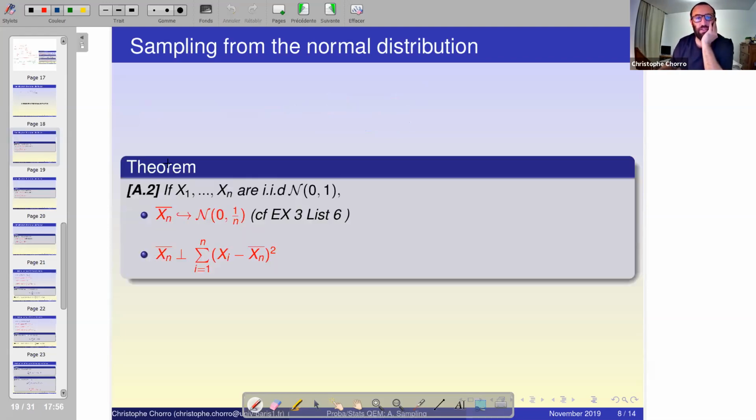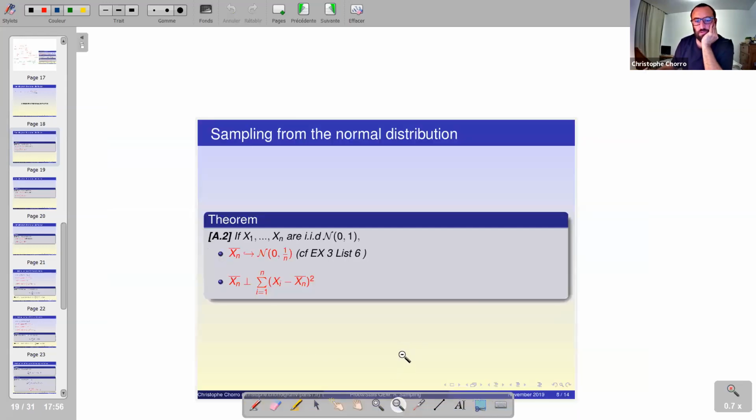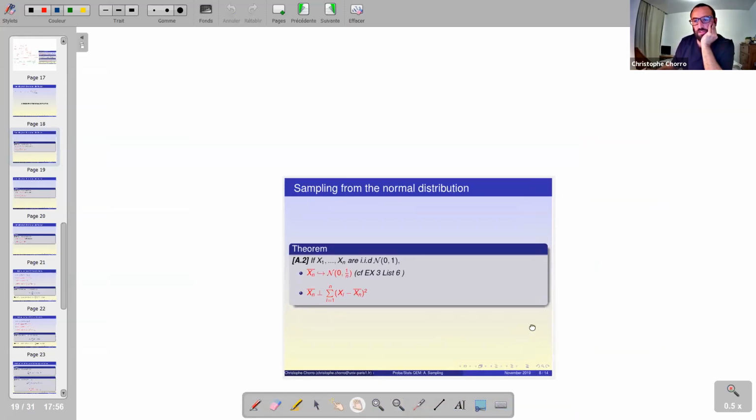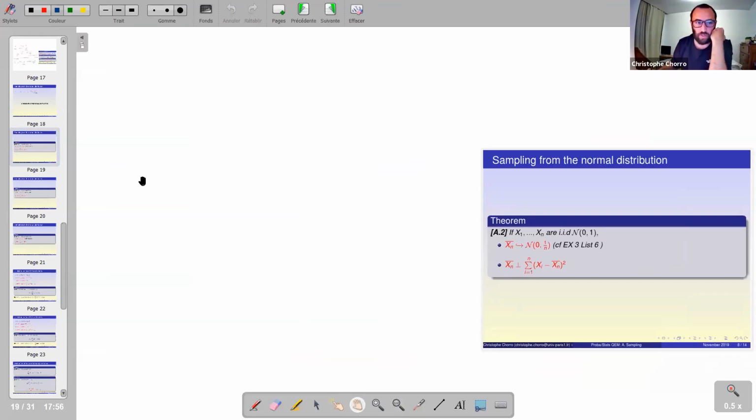So let's start with a very basic thing concerning Gaussian distribution. For the moment, we consider a sample of the N(0,1). So I have data IID N(0,1).